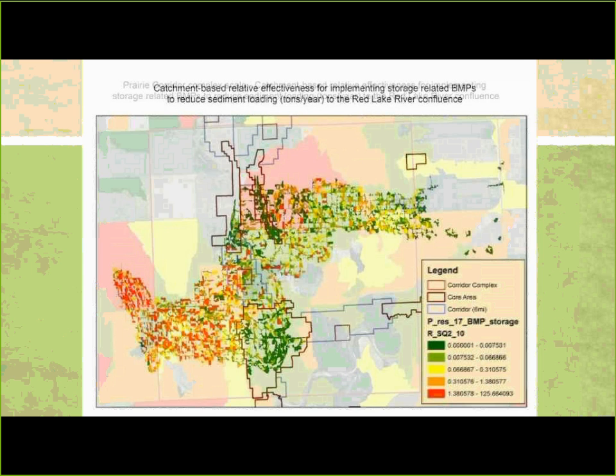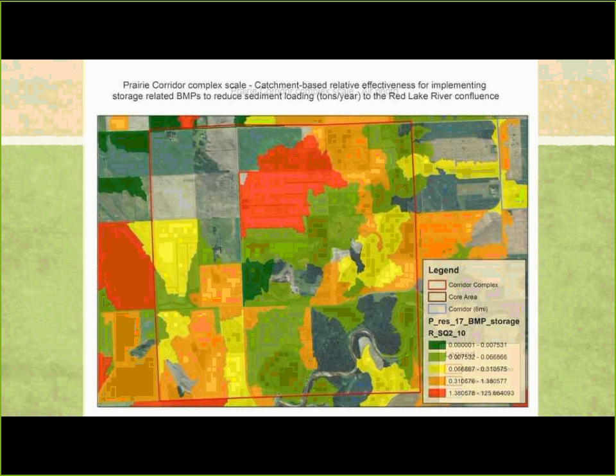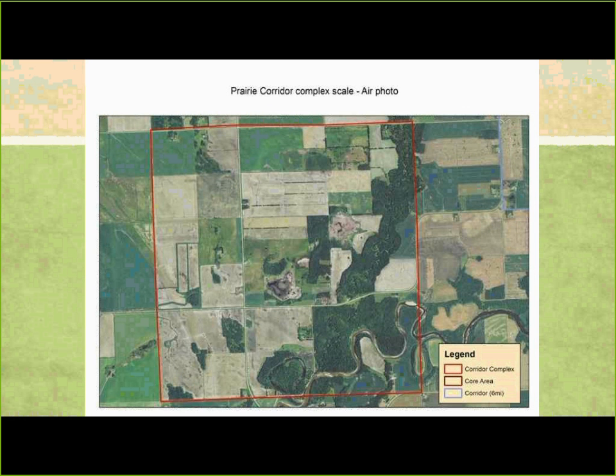I can zoom into a 9 square mile area. That red area, it's kind of in the top center, is a high priority for storage, and it's a high sediment loading area. Well, that's what the landscape looks like. Not a lot of storage there right now.